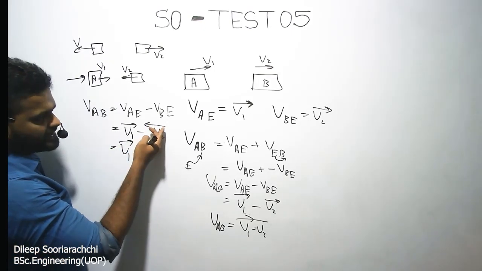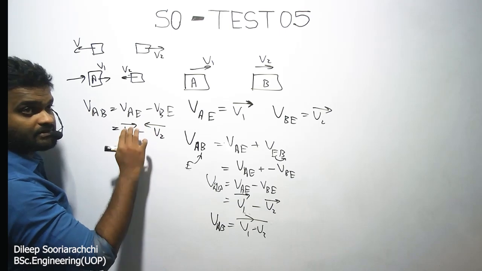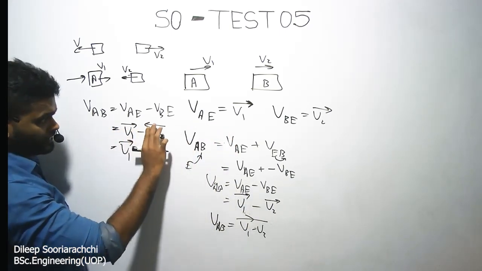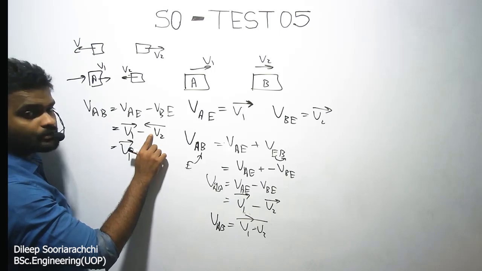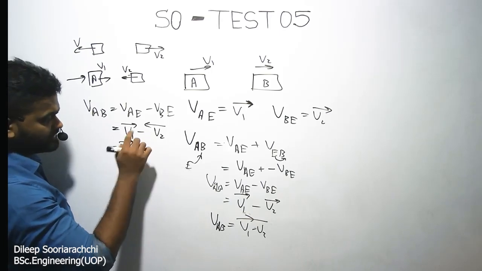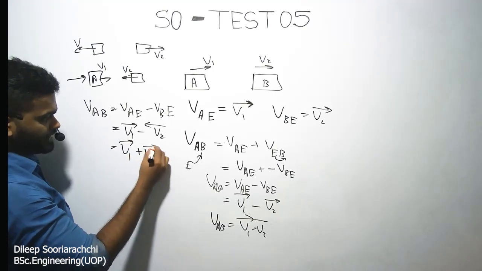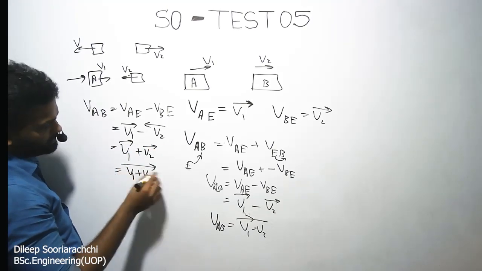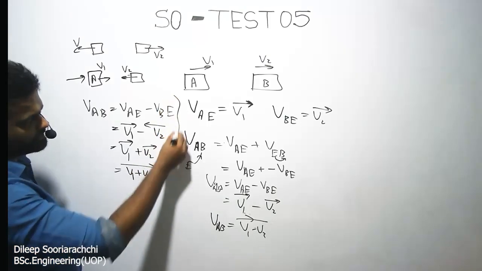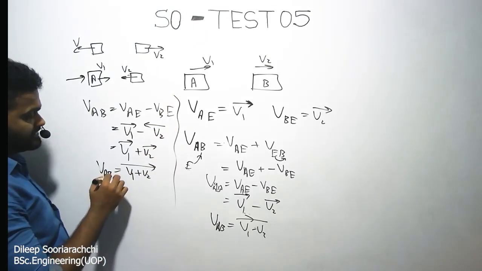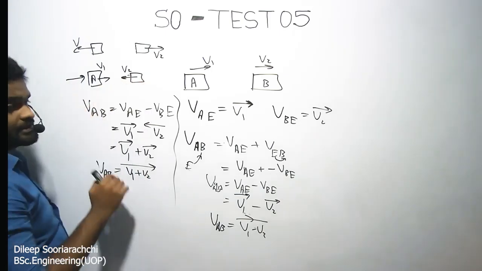Then flip the direction. In order to simplify vectors, all the vectors should be in the same direction. So if you flip that, you get a negative here. That negative and this negative becomes minus minus plus. Now all the vectors are in the same direction. Now you can simplify. Got it? Now you get V1 plus V2. Now that's the relative velocity between these two objects.